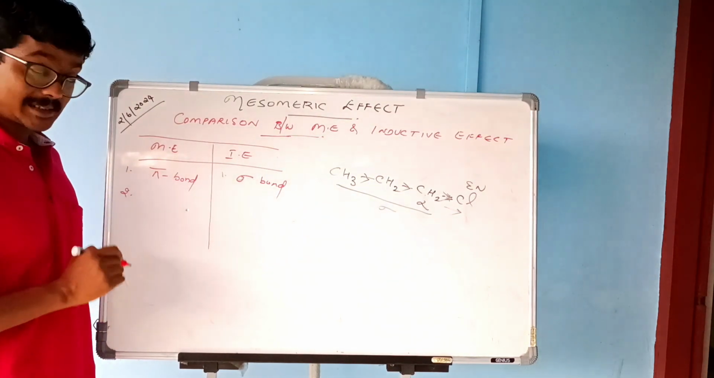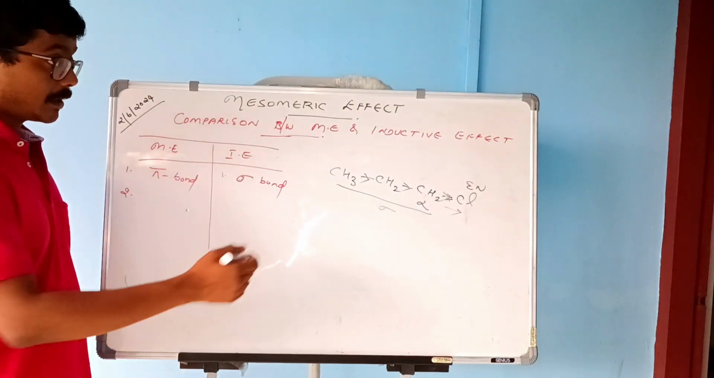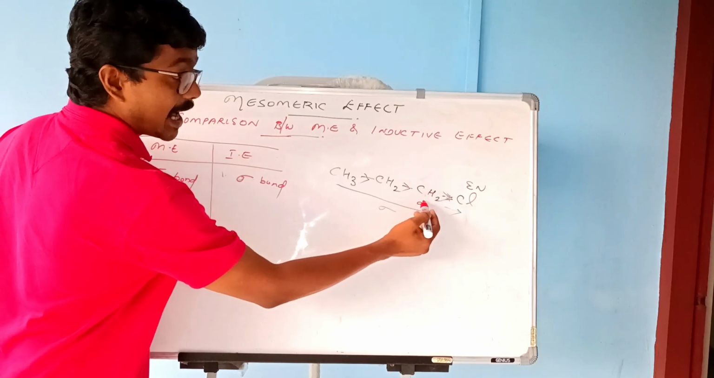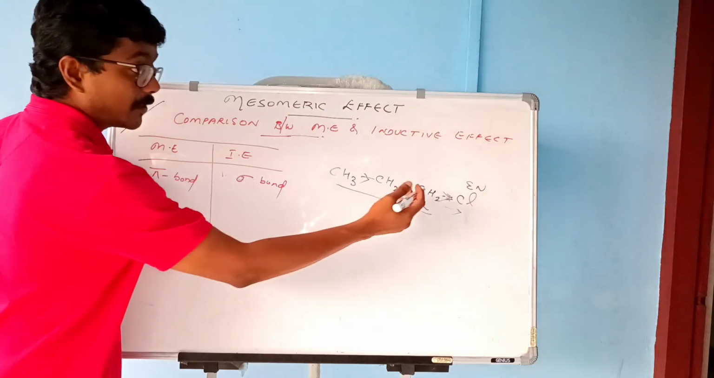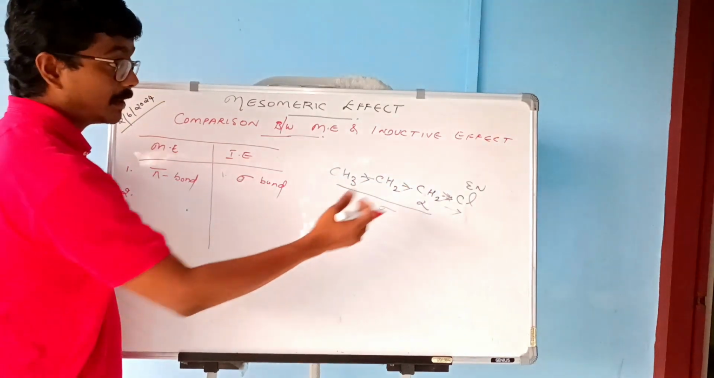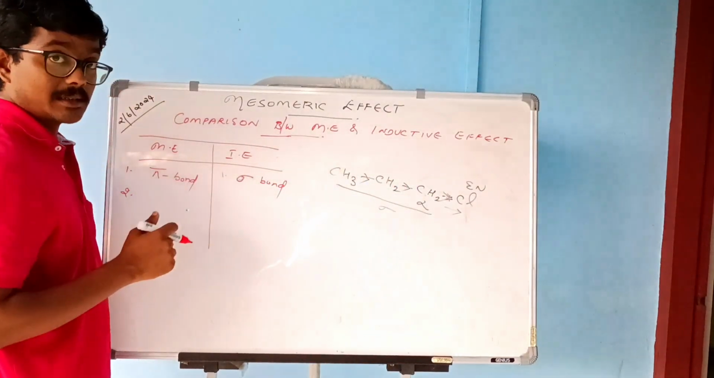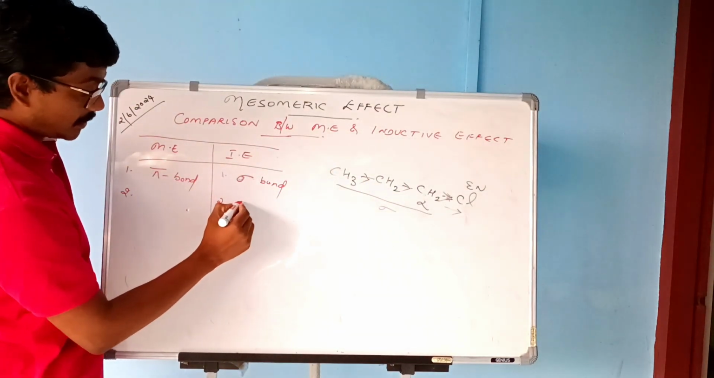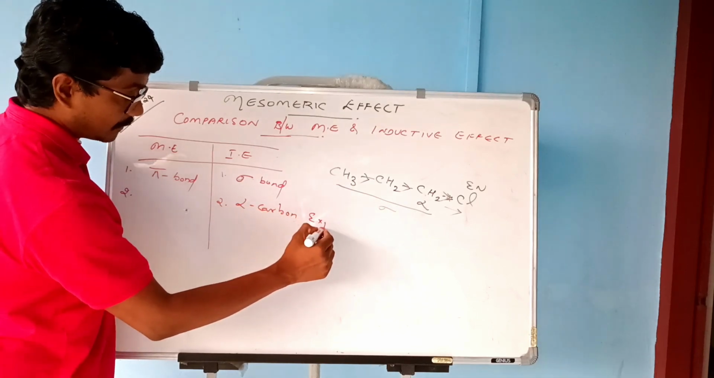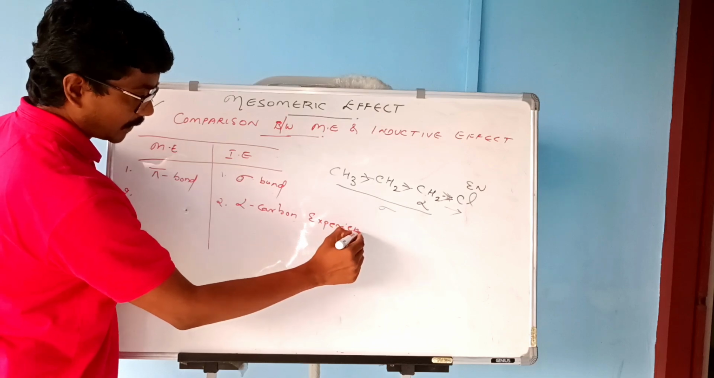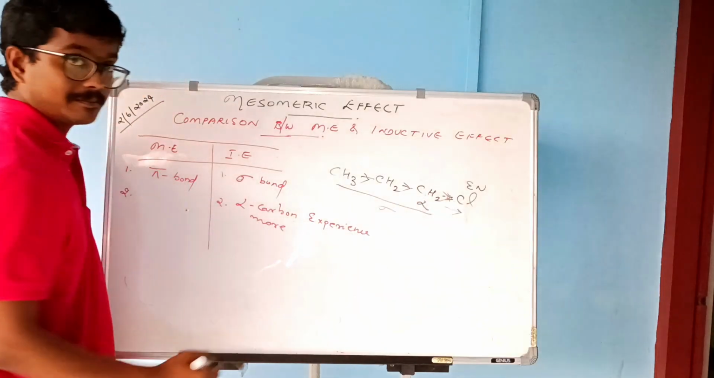The second difference is how the inductive effect is formed, because the electron flow from the alpha carbon atom is permanent throughout the chain. As a result, the inductive effect is first applicable to the alpha carbon atom and extends throughout the chain. So in inductive effect, the alpha carbon experiences more pulling effect from the electronegative atom, right?